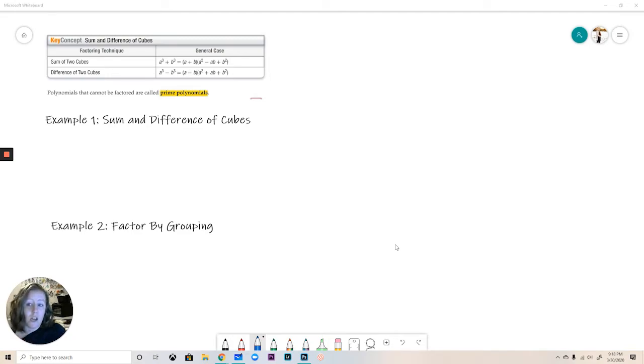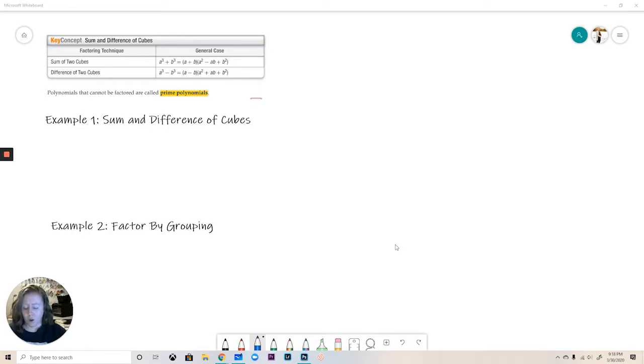So we're going to first start off with sum and difference of cubes. We've talked a lot about polynomials, dividing them, simplifying them. We factored quadratics a while back. We mentioned factor by grouping. All of those things are going to come into play now. We're going to solve equations using all of these factoring methods.